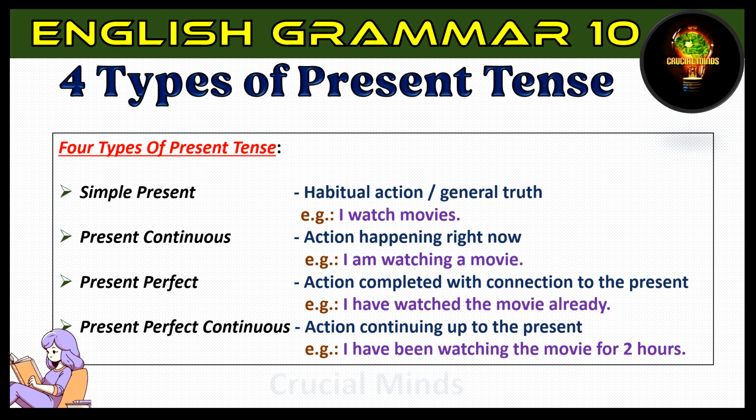Then comes the present perfect tense. It is used to express an action completed with a connection to the present. For example, I have watched the movie already. Finally, we have the present perfect continuous tense. It is used to express an action that started in the past and is still continuing in the present. For example, I have been watching the movie for 2 hours.